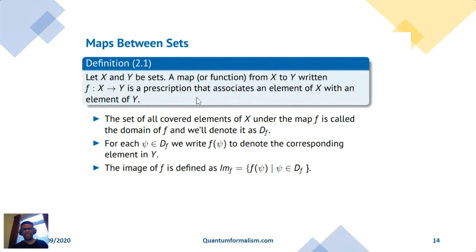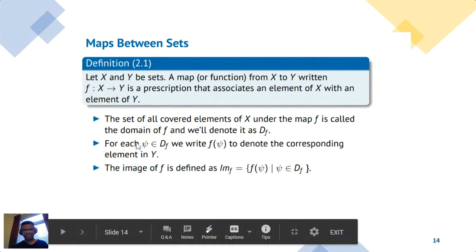and not necessarily all the elements of X, because it depends on your prescription, and that actually has a special name. The set of all covered elements of X under the map F is called the domain of F, and here today we'll call it DF. So the set of all elements where F is defined. A map doesn't have to be defined on the entire set. In fact, this is one of the quantum hints. When you deal with infinite dimensional Hilbert spaces, especially with the so-called unbounded operators, it will become very important to know what domain you are working on. That's one of the reasons that I'm highlighting this.